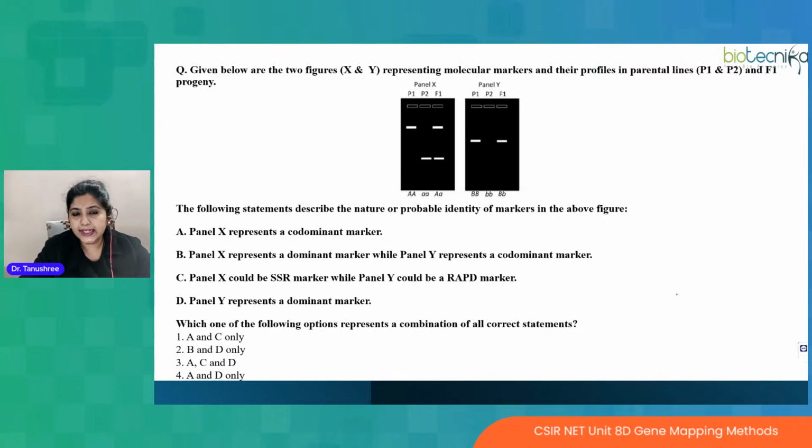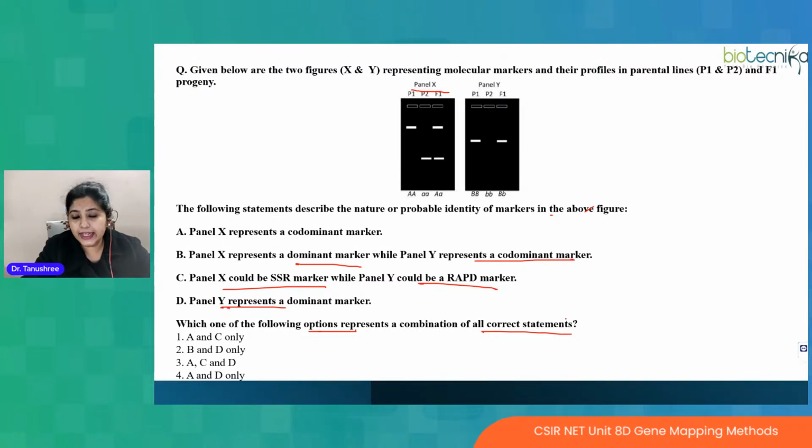Given below are two figures X and Y representing molecular markers and their profiles in parental lines P1 and P2 and F1 progeny. The following statements describe the nature or probable identity of markers in the above figure. So statements A to D are given. A: panel X represents a codominant marker. B: panel X represents a dominant marker, while Y represents a codominant marker. C: panel X could be an SSR, that is a simple sequence repeat marker, while panel Y could be a RAPD marker, that is random amplified polymorphic DNA. And D: panel Y represents a dominant marker. Which one of the following options represents a combination of all correct statements?